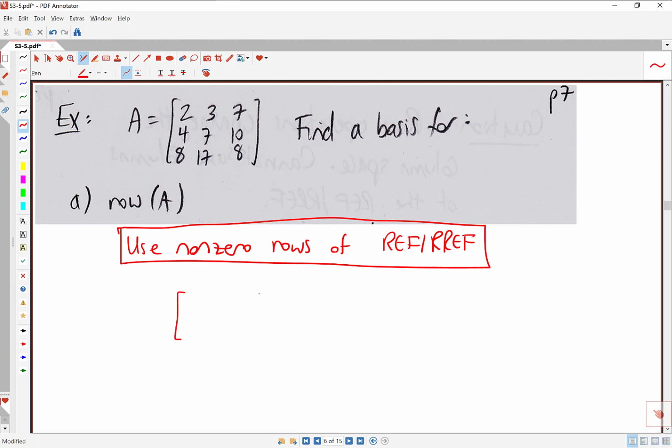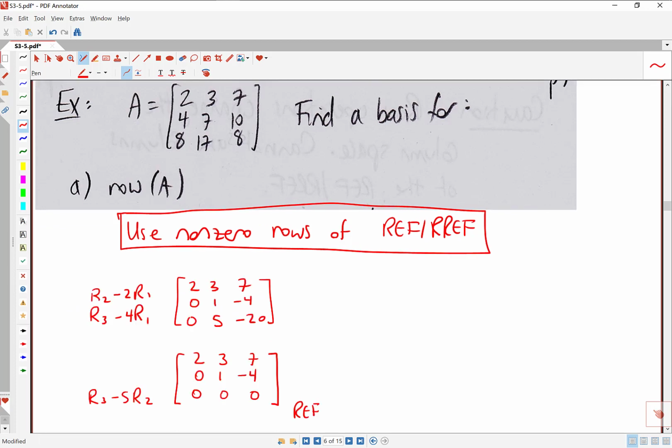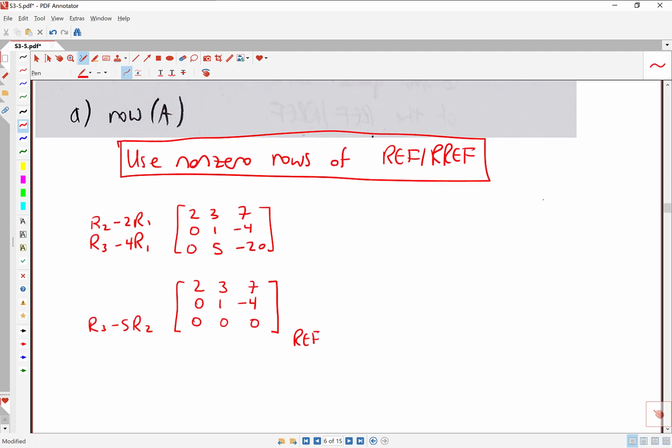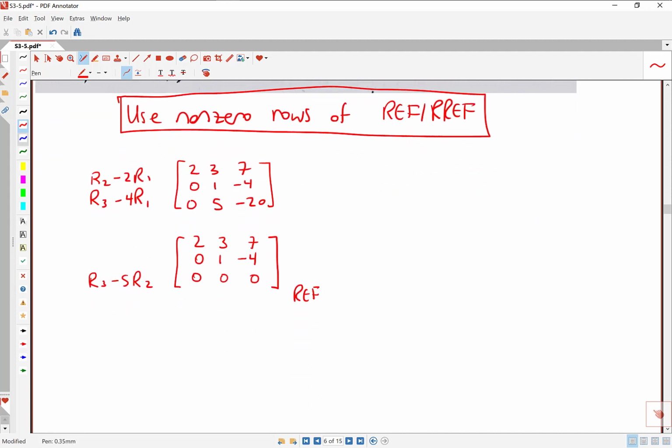If we go through the usual row operations, I think I'll just outline what the row operations are. So I've just skipped over the details here, but if you wanted to put this matrix into REF, here's the process that you would likely go through. And I would say just going to REF is sufficient here. No reason to go all the way to RREF. And to answer the question, what do we need to do? Well, just grab the non-zero rows of the REF. So we're going to write our answer like this. We're going to say basis for row space of A is equal to, it's going to have a couple of vectors in it, so 2, 3, 7, and 0, 1, -4.